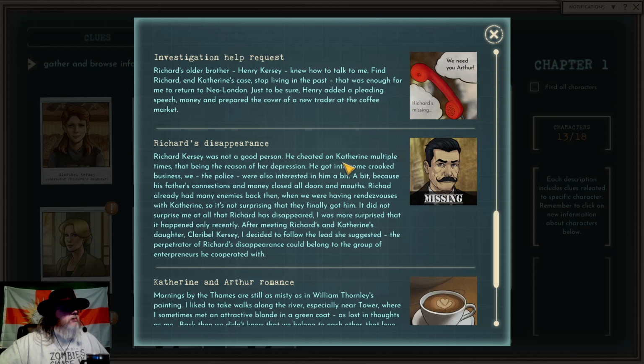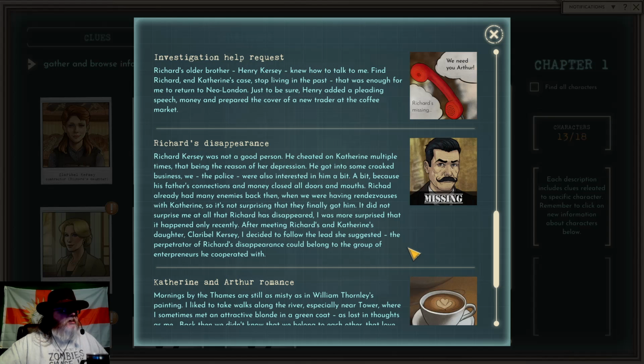Richard Kersey was not a good person. He cheated on Catherine multiple times, that being the reason for her depression. He got into some crooked business that we, the police, were also interested in a bit. A bit, because his father's connections and money closed all doors and mouths. Richard already had many enemies back then, when we were having rendezvous with Catherine, so it's not surprising that they finally got to him. It did not surprise me at all that Richard has disappeared. I was more surprised that it only happened recently.